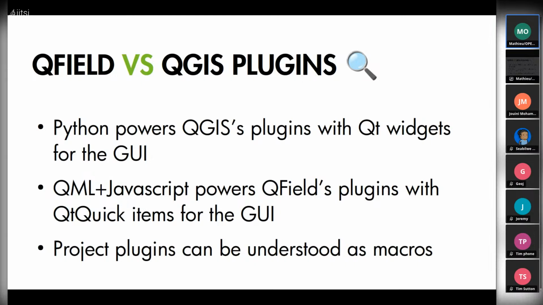So for the GUI of a QField plugin, developers would use Qt Quick items, and we'll come back to that in a minute. For QField project plugins, it might be useful to view them as similar to QGIS Python macros, where those macros will be activated when a project loads and then will be deactivated when a project ends. So although they're not identical, I think it is useful to see them as similar to QGIS macros.